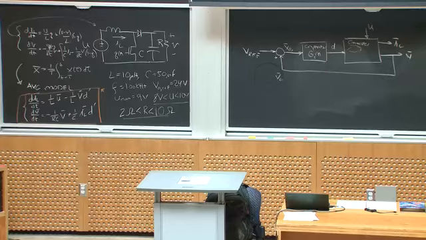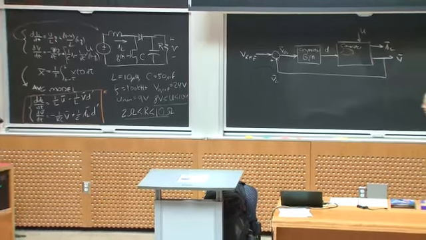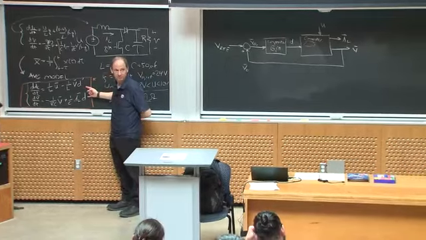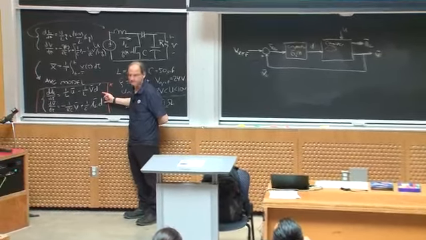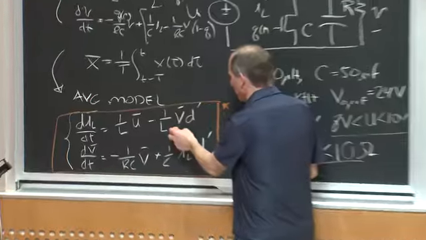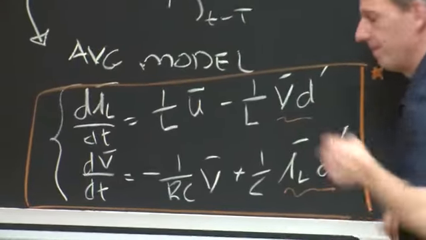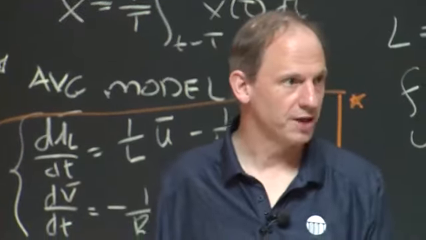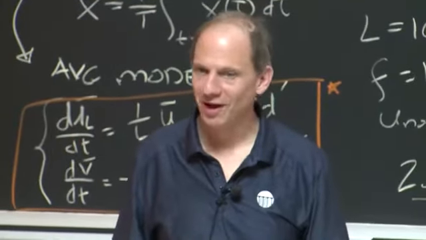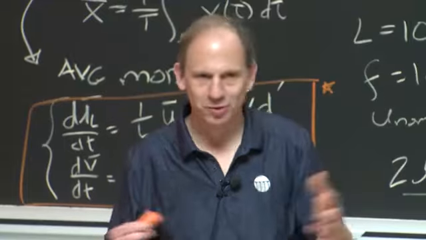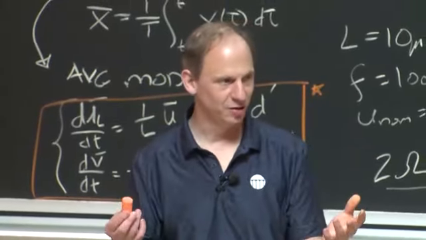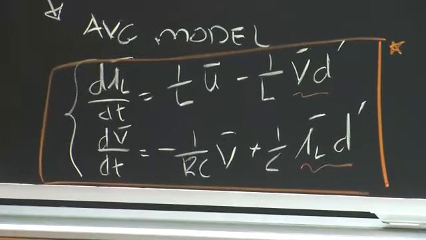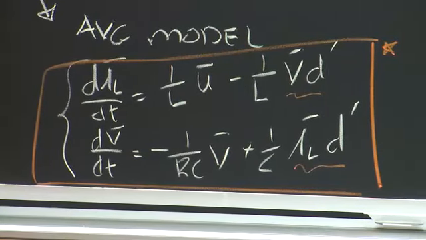The only fly in that ointment is the fact that this average model is nonlinear, okay? And the nonlinearity really comes in here and here, okay? Now that doesn't mean I can't build a controller with a nonlinear model. People do that all the time. But a lot of the tools that you have for control design are based around the notion of a linear system. That's the easiest thing to do.